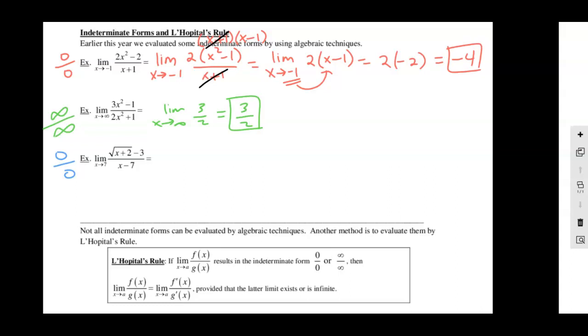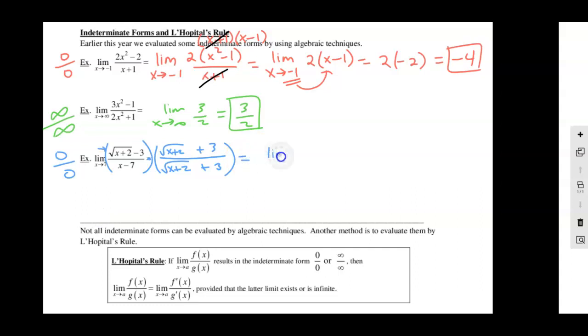Okay, that's annoying, but it's okay. If I wanted to do it algebraically, what I would do is take this and multiply by the conjugate. So root of x plus 2 plus 3, root of x plus 2 plus 3. You're using the conjugate of the ugly term, so you're using the conjugate of the radical. Anytime you had a radical plus or minus a number, the conjugate was always that technique that we wanted to use. So here we go.